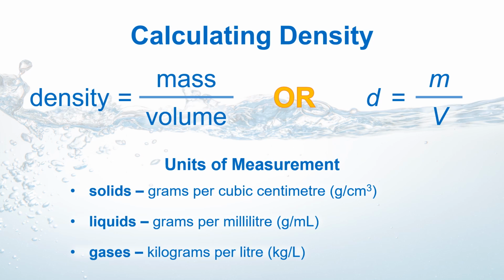In each case, the first part of the unit of measurement refers to the mass of the object or substance. This is in the numerator of the ratio, so it is listed first in the unit of measurement. The second part of the unit of measurement refers to the volume of the object or substance. This is in the denominator of the ratio, so it is listed second.